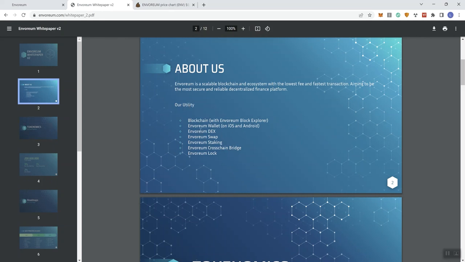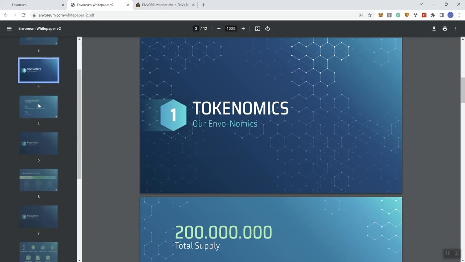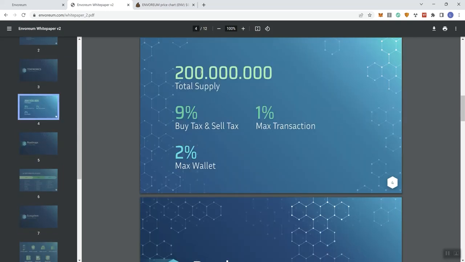So we can see utility here: the blockchain with the Envoreum Blockchain Explorer, the wallets, the DEX, the swap, staking, cross-chain bridge, and the locker. Okay, so then we transition over to their tokenomics. We can see they've got 200 million total supply, 9% on the buy side and on the sell side, so in and out 9% each way, 1% max transaction, and 2% on the max wallet.